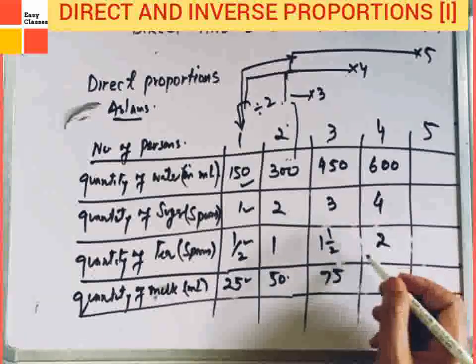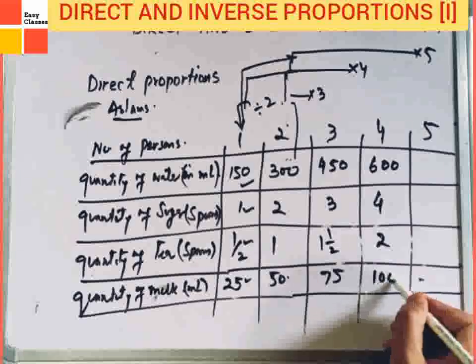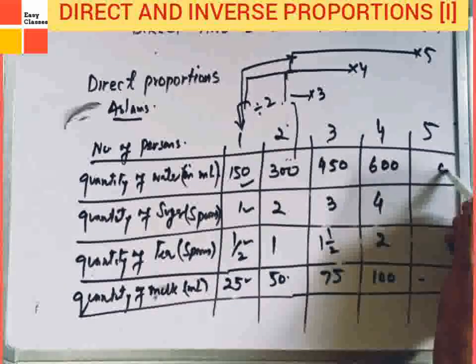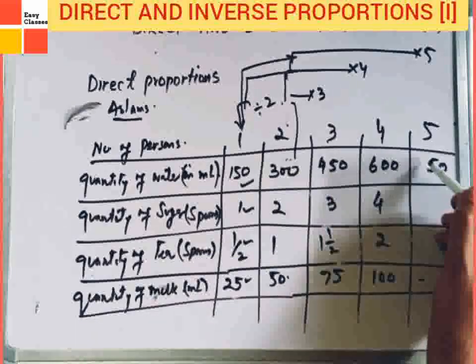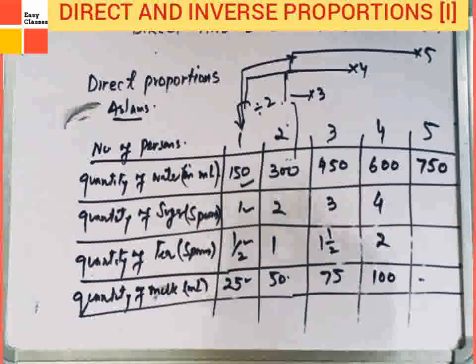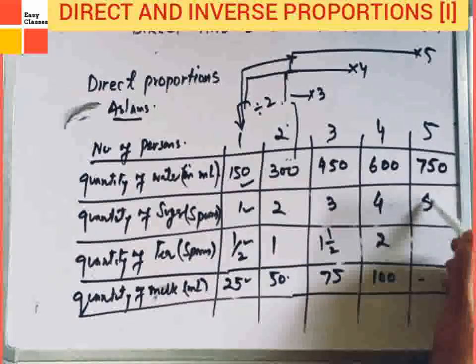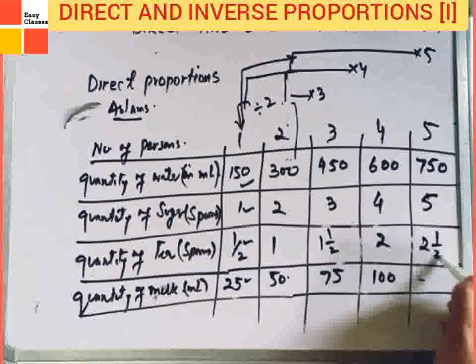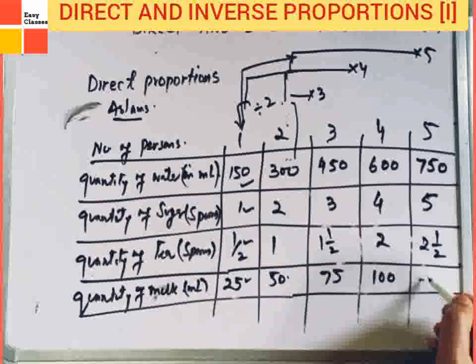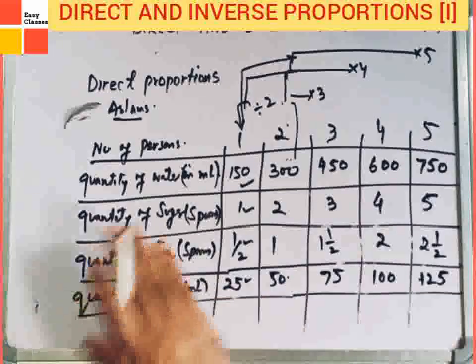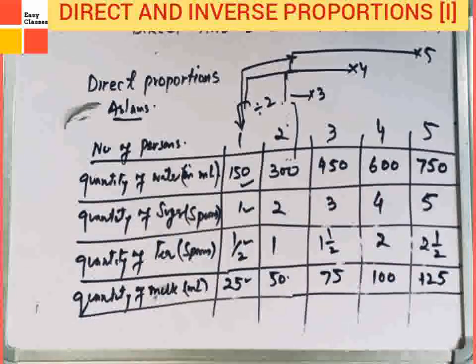then 2 spoons, then 100 ml of milk. Then 5 zeros are 0, 750 ml of water, then 5 ones are 5, then 2.5 spoons of tea, and then 125. Okay, so this is how we can make use of the concept of direct proportions in solving such situations.